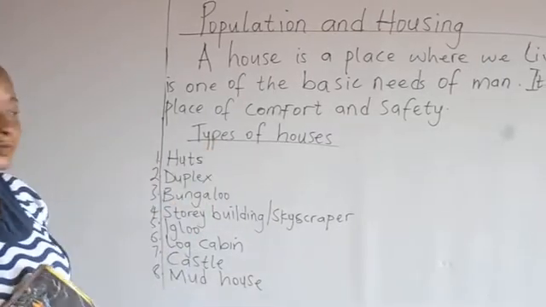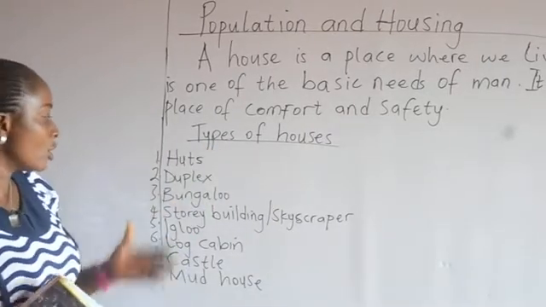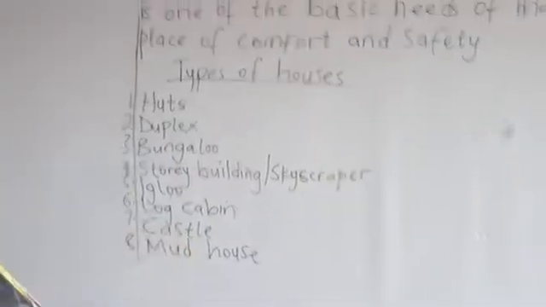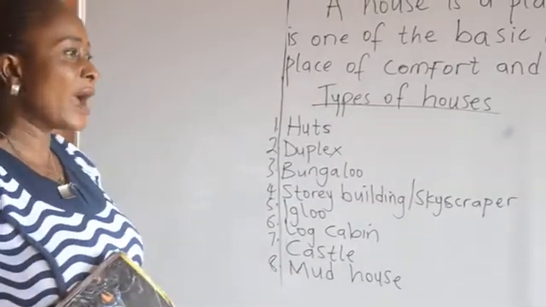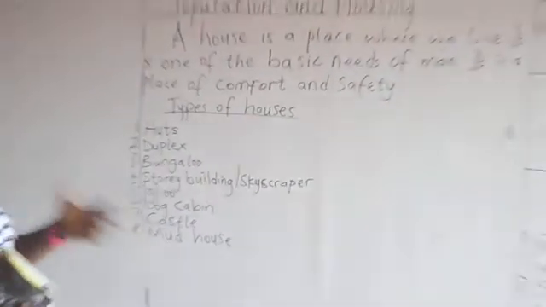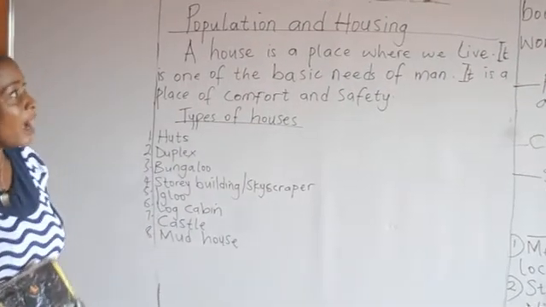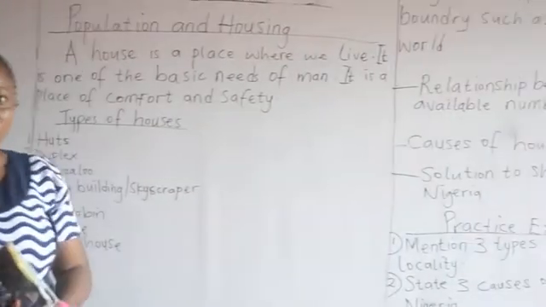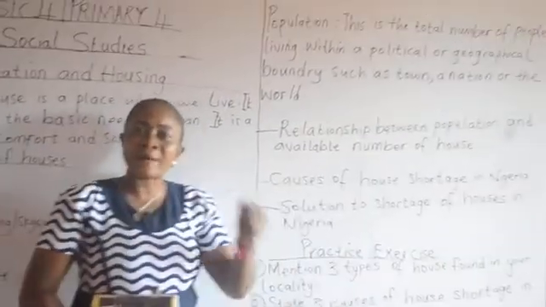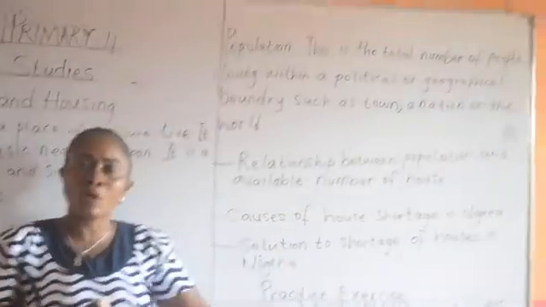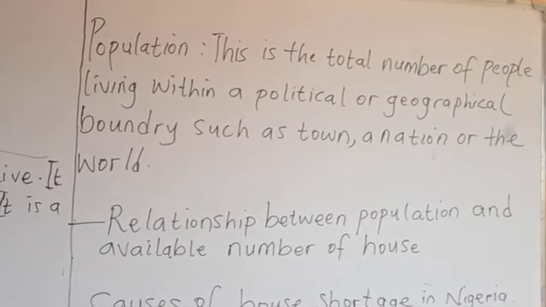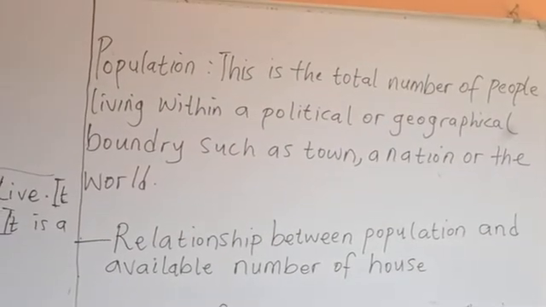So we have different types of houses. We have hut, duplex, bungalow, story buildings or skyscrapers. We have igloo. We have log cabin, castle, mud houses. We have detached buildings. We have semi-detached buildings. We have lots and lots of different types of houses. And we have the word population. Population has to do with the total number of people living in a particular political or geographical boundary, such as a town, a nation, or the world at large.